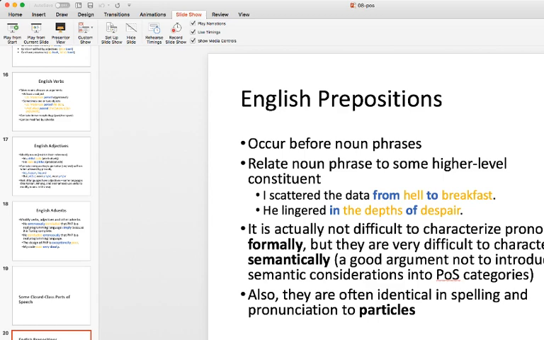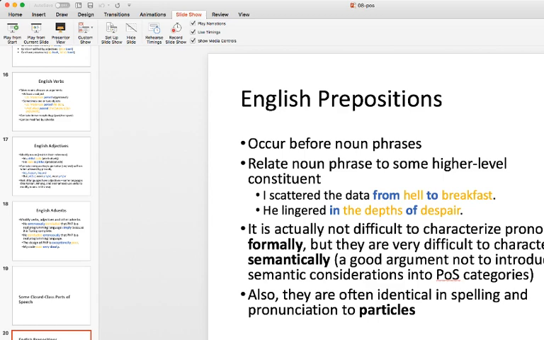So if you say, I scattered the data from hell to breakfast, which is something my mother would say, except without the data part, we have two prepositions, from hell and to breakfast. And likewise, he lingered in the depths of despair, we also have two prepositions. But here, both prepositions are relating the noun phrases to scatter. And here, you have, he lingered in the depths of despair. So it's relating it to a noun phrase.